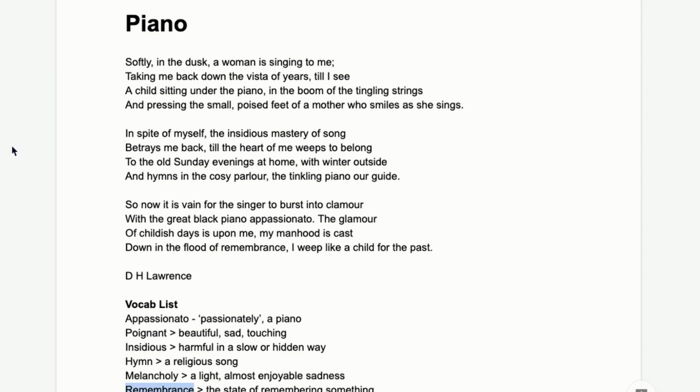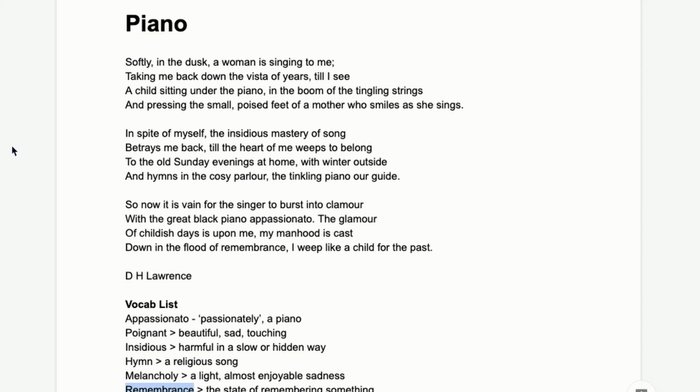Softly, in the dusk, a woman is singing to me, taking me back down the vista of years, till I see a child sitting under the piano in the boom of the tingling strings, and pressing the small poised feet of a mother who smiles as she sings. In spite of myself, the insidious mastery of song betrays me back, till the heart of me weeps to belong to the old Sunday evenings at home, with winter outside and hymns in the cozy parlour, the tinkling piano our guide.